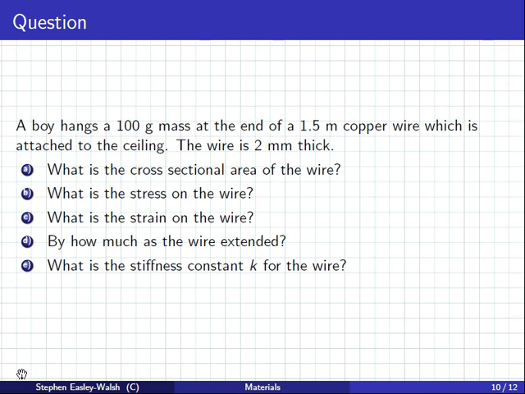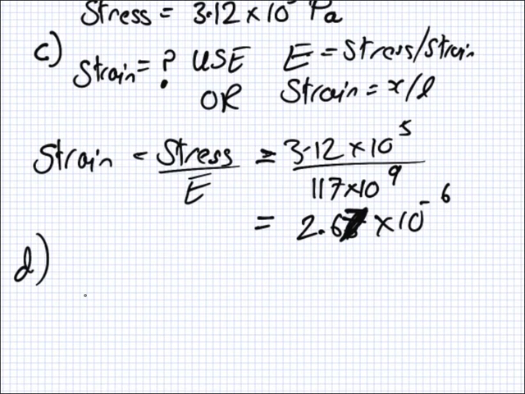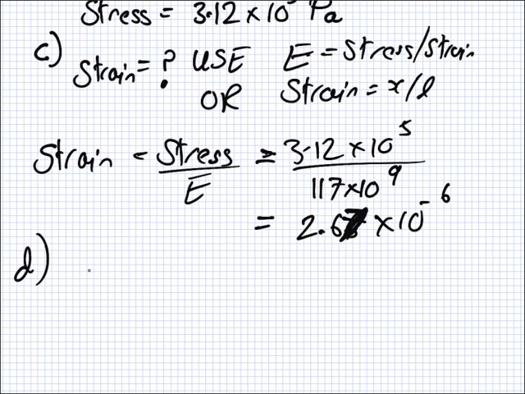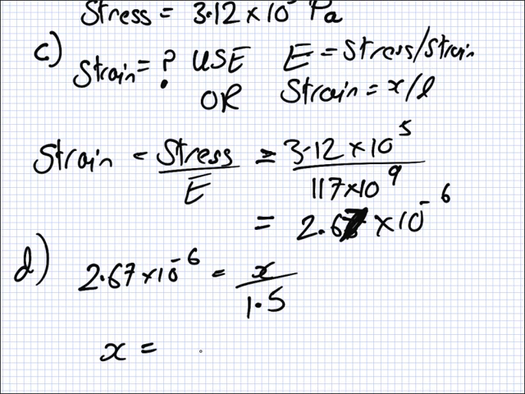Yeah, what's the extension? Oh, we do know the natural length is 1.5. What's the extension? So what formula should I use for that? That's it. Strain equals x over L. So cross multiplying, what do we get for x? 4.00 times, so that is 4 micrometers extension.